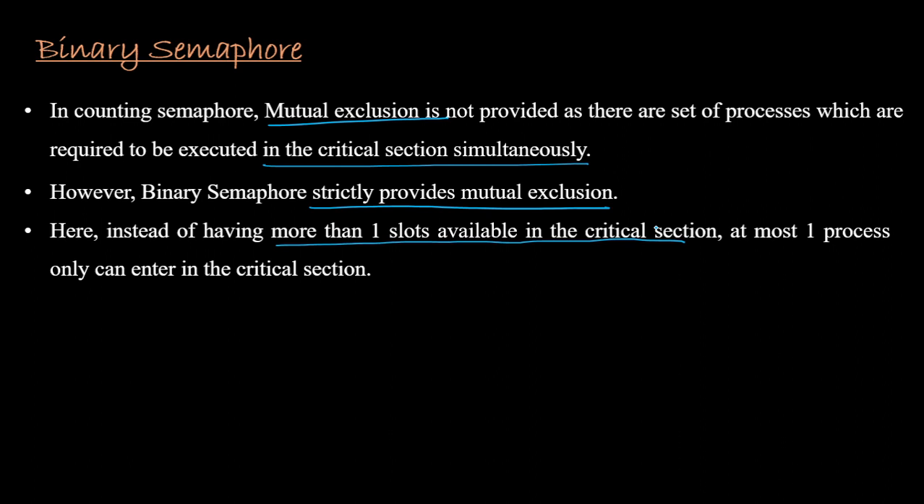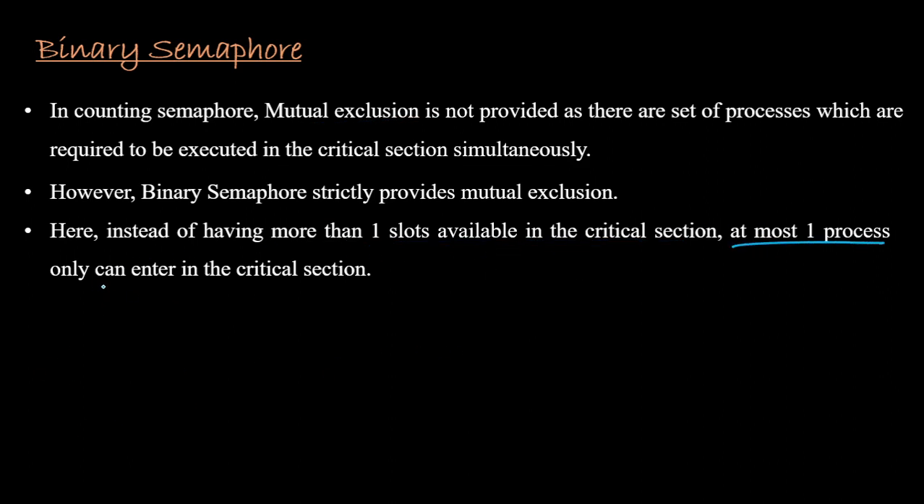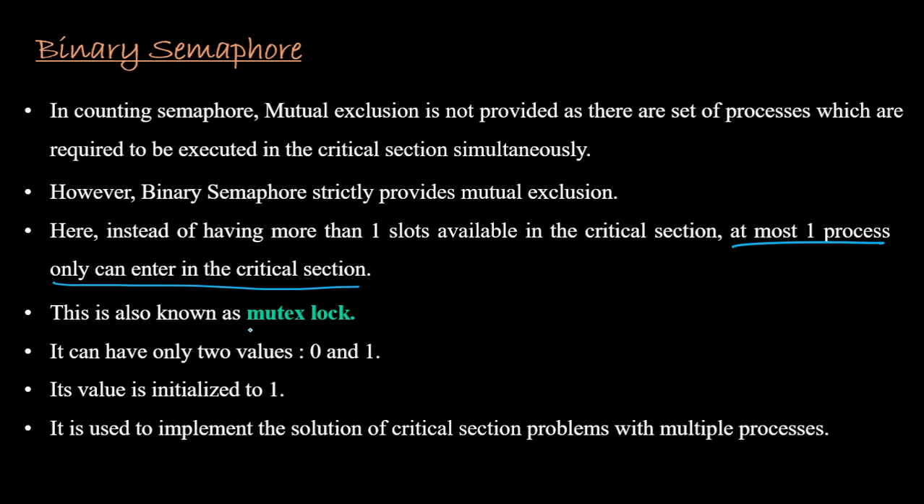मतलब यहाँ पे क्या है कि critical section में only one process can enter the critical section. There is only one slot. सिर्फ और सिर्फ एक slot है critical section में, and only one process at a time can enter the critical section. It is also known as Mutex lock. It can only have two values, 0 and 1. The value of binary semaphore is initialized to 1. It is used to implement the solution of critical section problems with multiple processes.